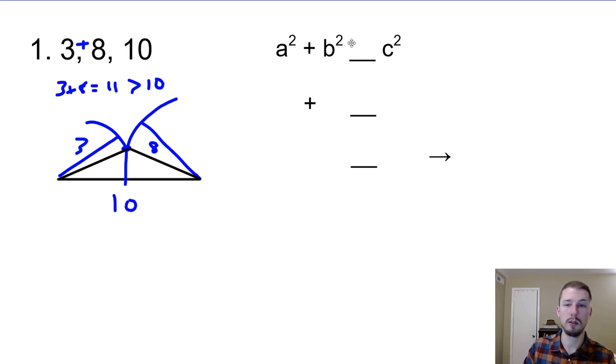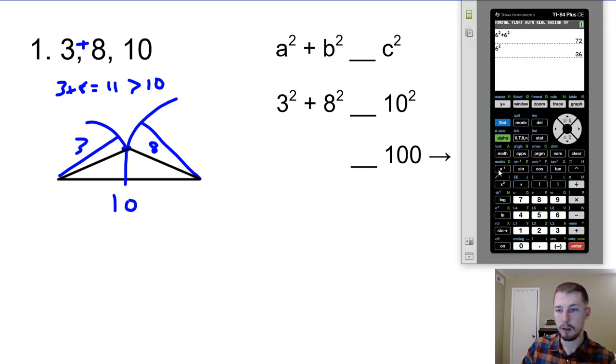So let's do the Pythagorean converse. We're going to do 3 squared plus 8 squared is some relationship to 10 squared. Just put them in order from smallest to greatest. 10 squared is 100, right? And you can put that in the calculator. I'm just going to put it in the calculator so you can see how I do it. So that's 3 squared plus 8 squared, so basically 64 plus 9 is 73.